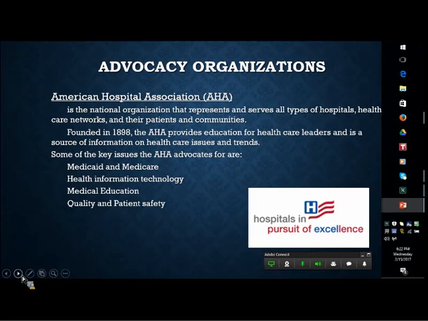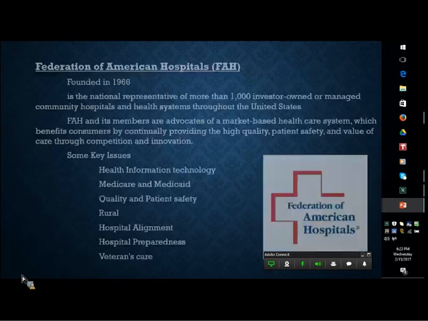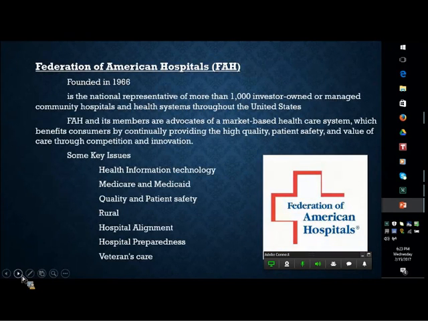Some of the key issues that it advocates for are Medicaid and Medicare, health information technology, medical education, and quality and patient safety. And then another one was the Federation of American Hospitals, which was founded in 1966.